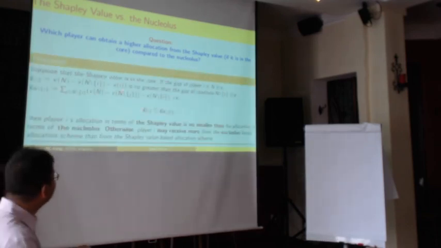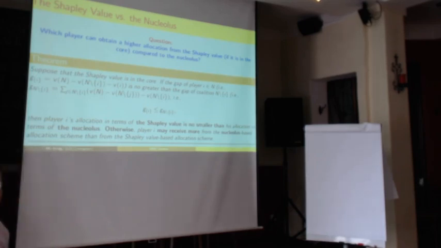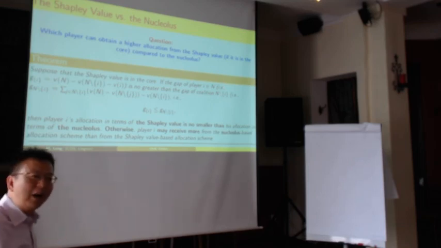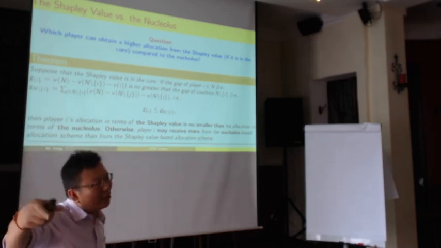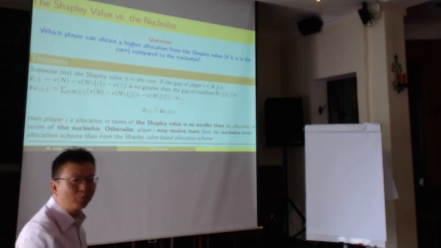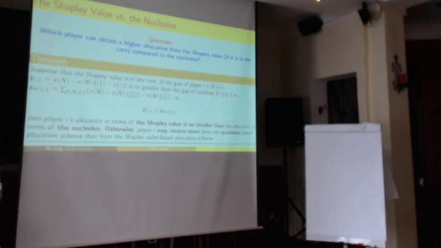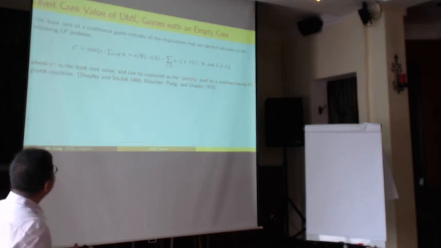So this is our result. Now this result is also interesting. We find if the gap of one player, this player i's gap, is no greater than the gap of the collision n minus i, the complementary collision, then... we find if this player's gap is bigger than the complementary collision's gap, this person will get more from Shapley value. So this depends on each person's gap value.